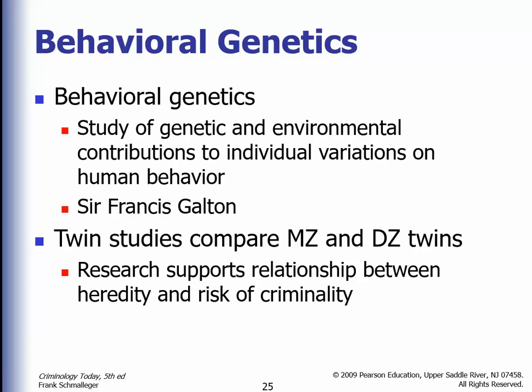Behavioral genetics is basically the study of the environmental contributions to individual variations in human behavior. How does the environment influence genetics? There's also twin studies, and there's a lot more detail in the book than I want to go into right now. But there is, again, some research that supports a relationship between heredity and the risk of criminality. We'll talk about an interesting story with regard to twins separated at birth. A couple of studies show twins separated at birth who, even with different parents, still behaved in a similar fashion. So the suggestion there is it was genetically based rather than environmentally based. So that's out there as well.